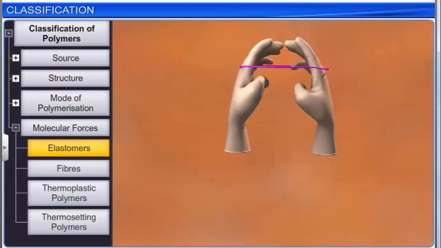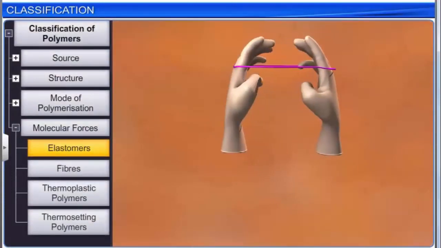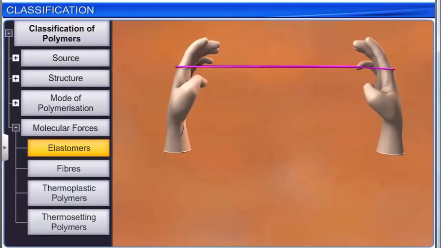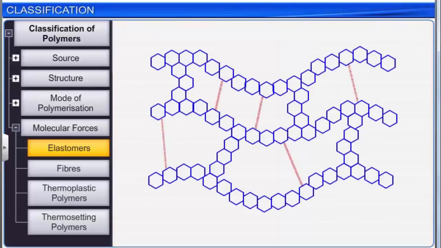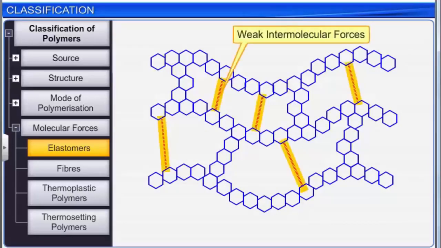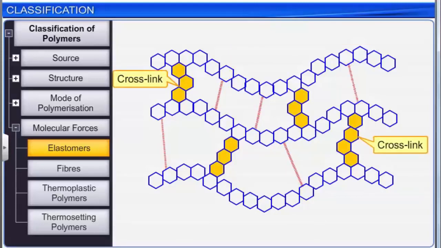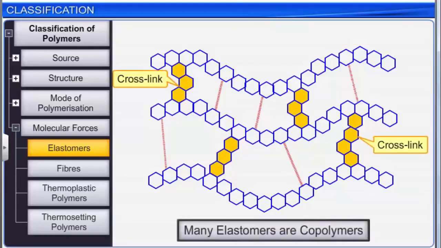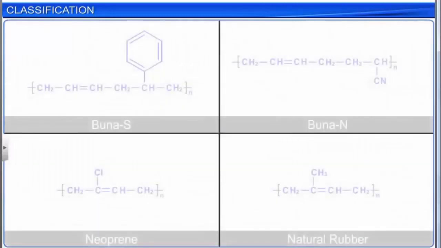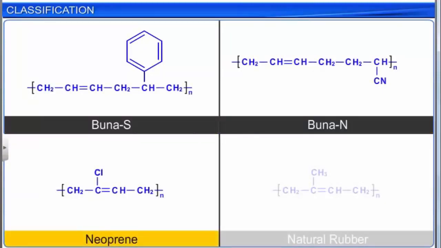Elastomers are rubber-like solids with elastic properties. An elastomer can be stretched to many times its original length. It snaps back to its original length when the external force is released. The polymer chains in elastomers are held together by very weak intermolecular forces. There may be a few cross-links between chains. Many elastomers are copolymers. Examples of elastomers are Buna S, Buna N, neoprene, and natural rubber.